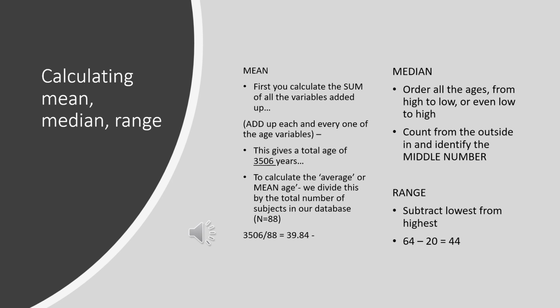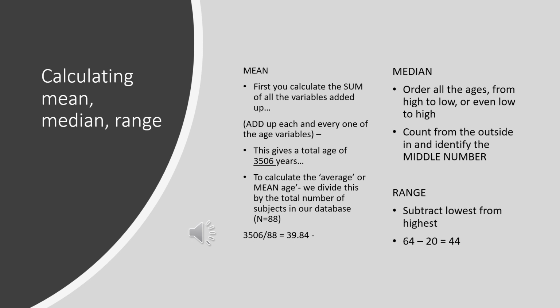Now, the median gives us a different sort of figure, and sometimes this shows us whether or not the data are skewed toward old or young or whatever variable it is that you're measuring. So for the median, we would order all of our variables from high to low or low to high, and we would count systematically from the outside all the way in to give us that middle number, that central tendency.